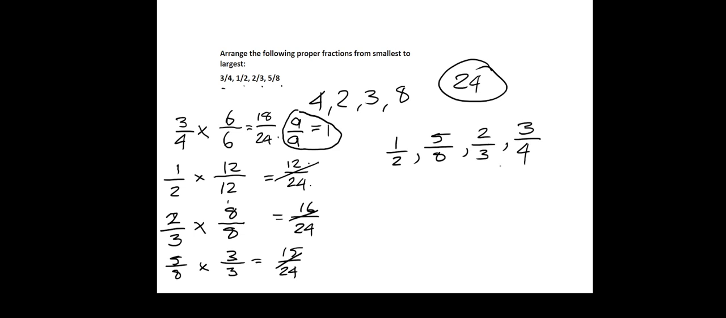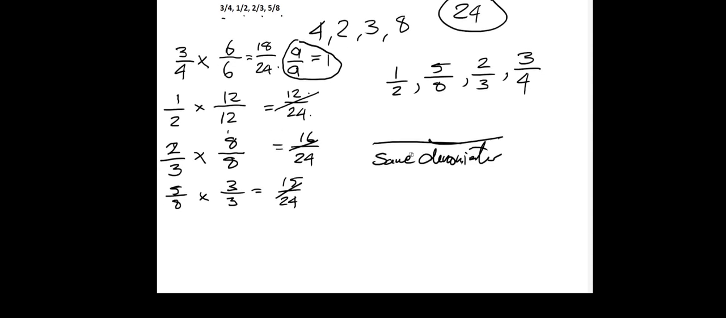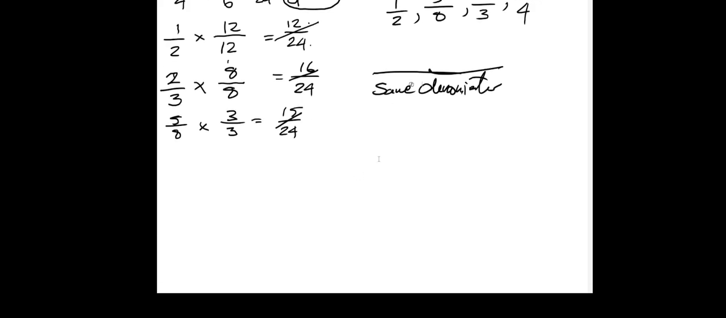Right? So what did I do? I transformed them so that they were all over the same denominator. And then we can compare them a lot easier. Okay, I'm just going to rewrite those so you can see another way of doing it if you had a calculator.